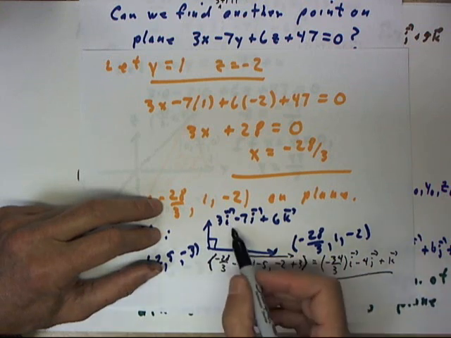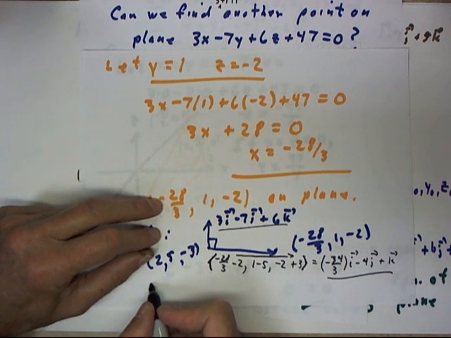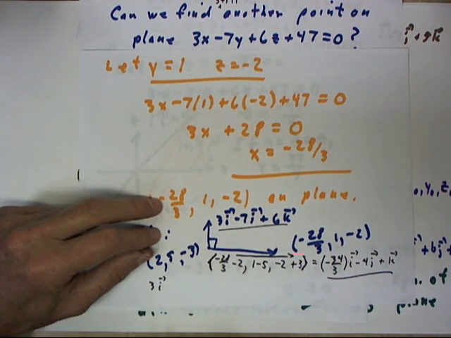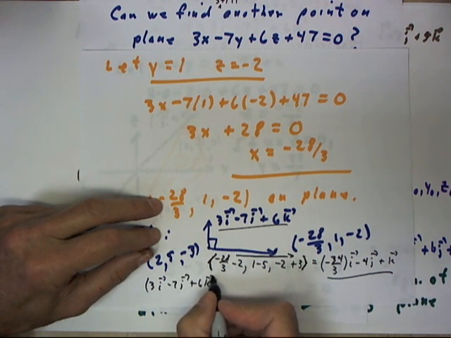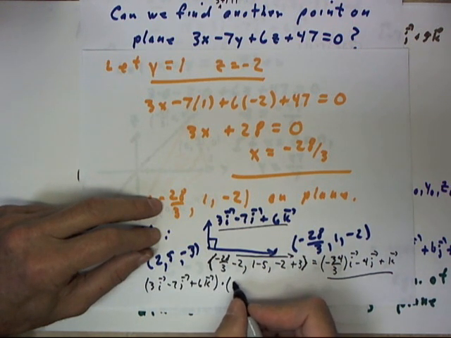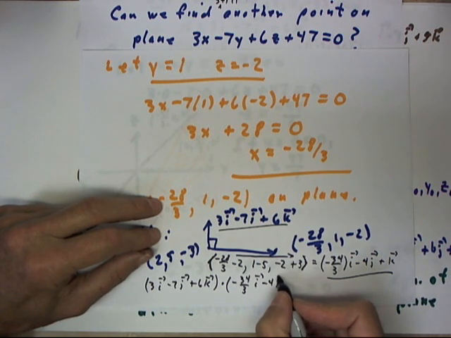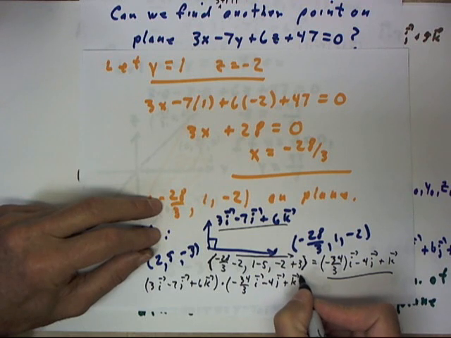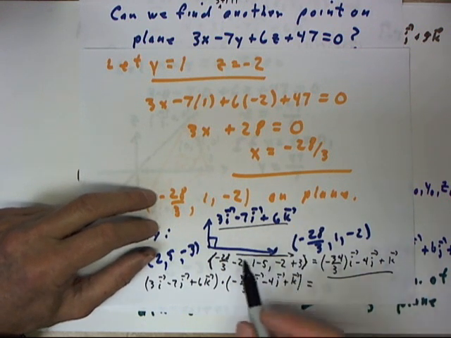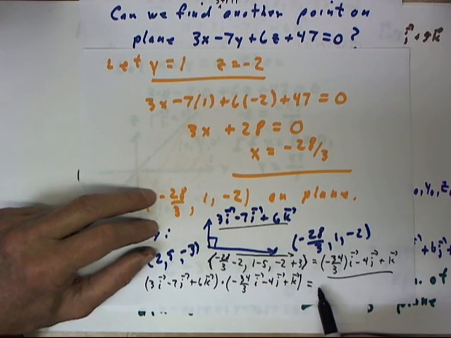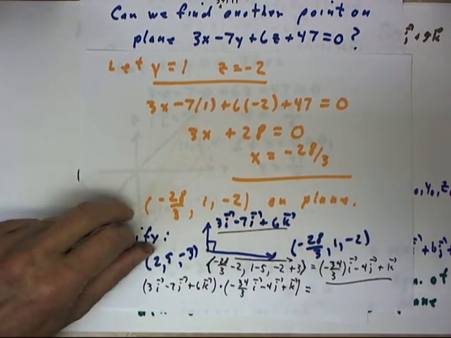Now the question is, is this vector perpendicular to this vector? If we take the dot product, 3i minus 7j plus 6k dotted with -34/3i minus 4j plus k. If this vector is perpendicular to this, then the dot product is going to be 0 and vice versa. If the dot product is 0, then the two vectors are going to be perpendicular.